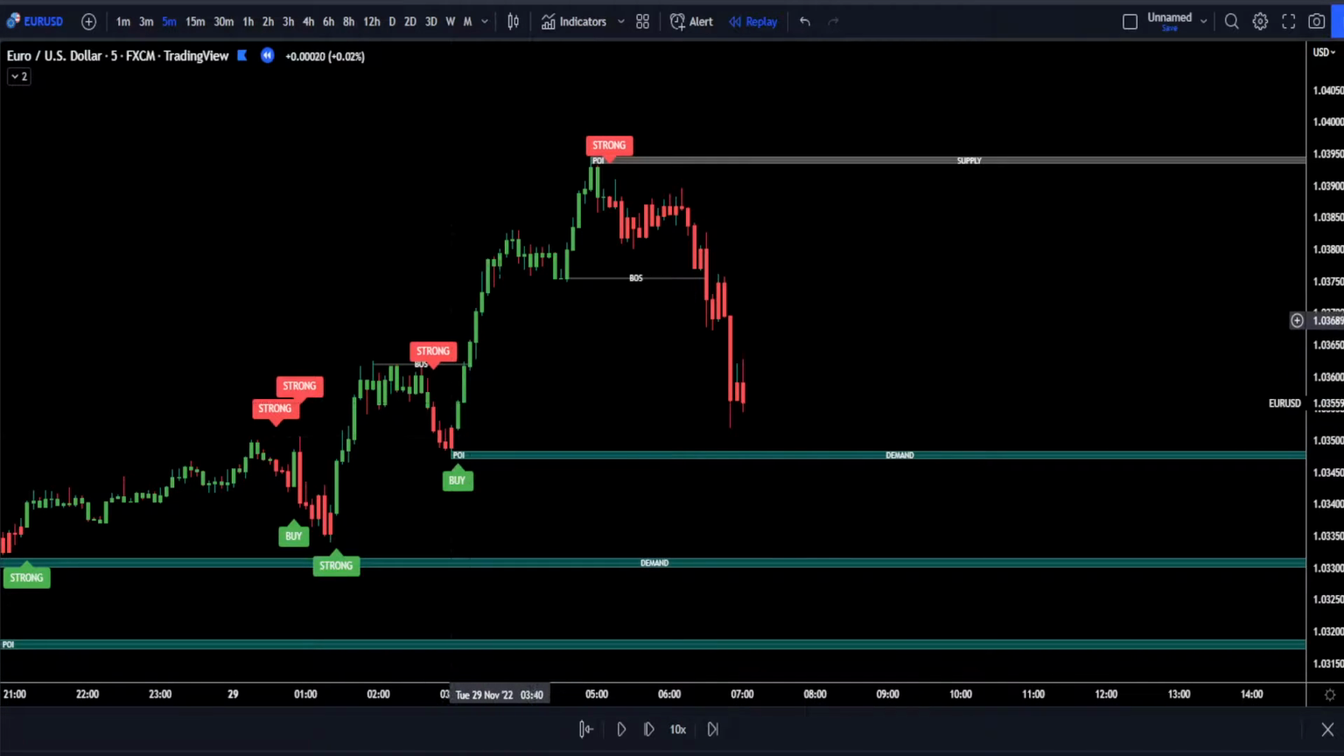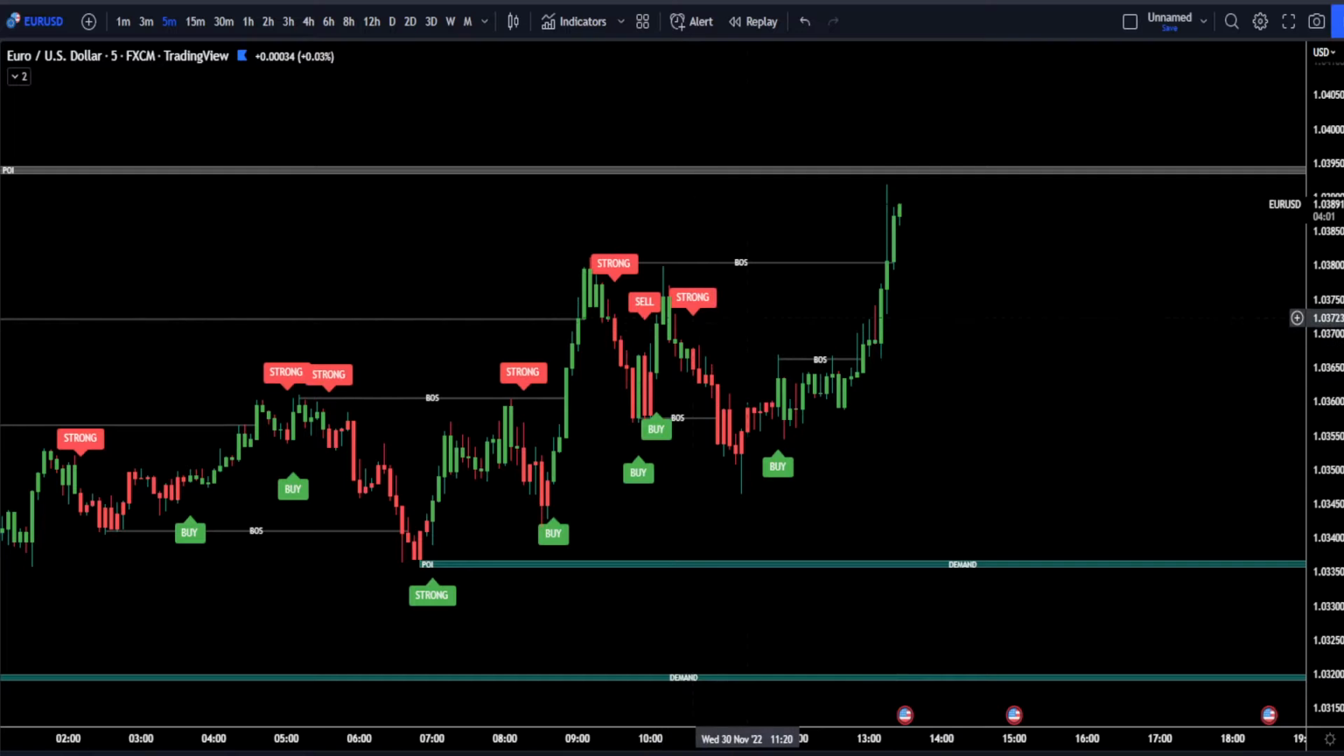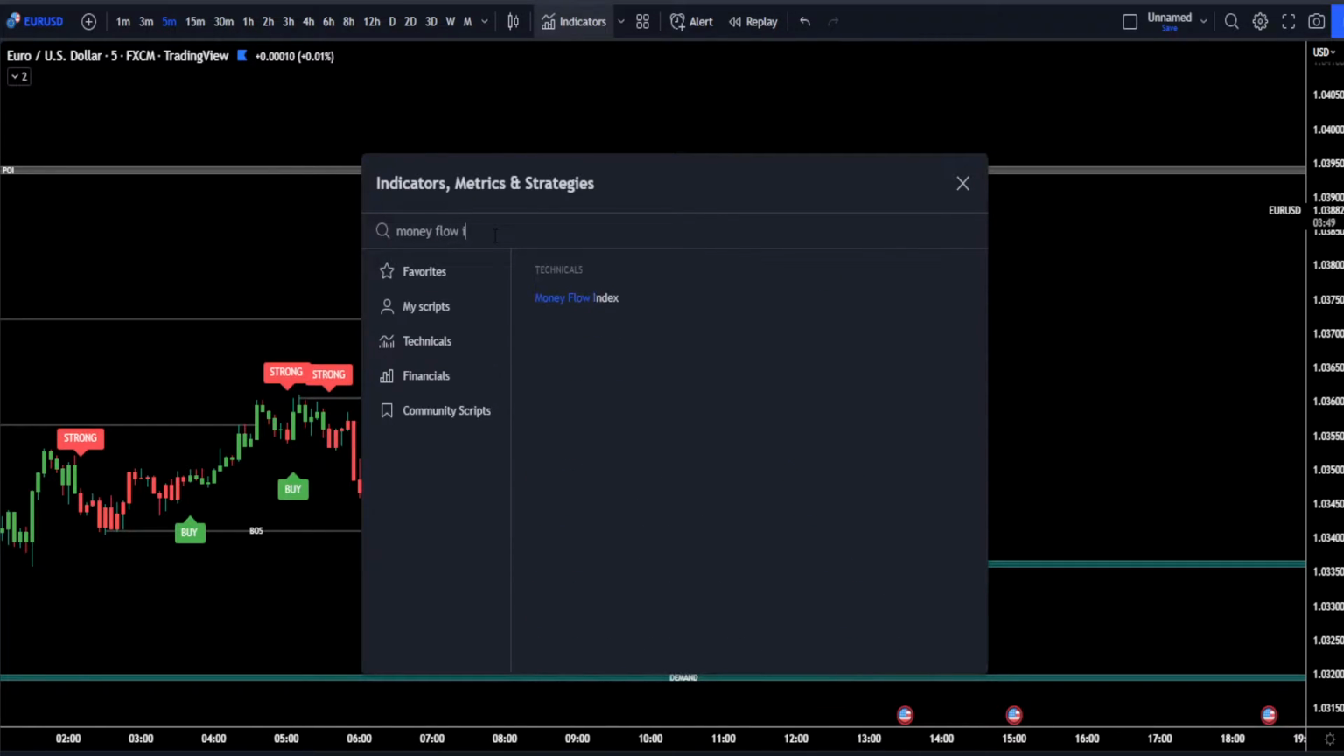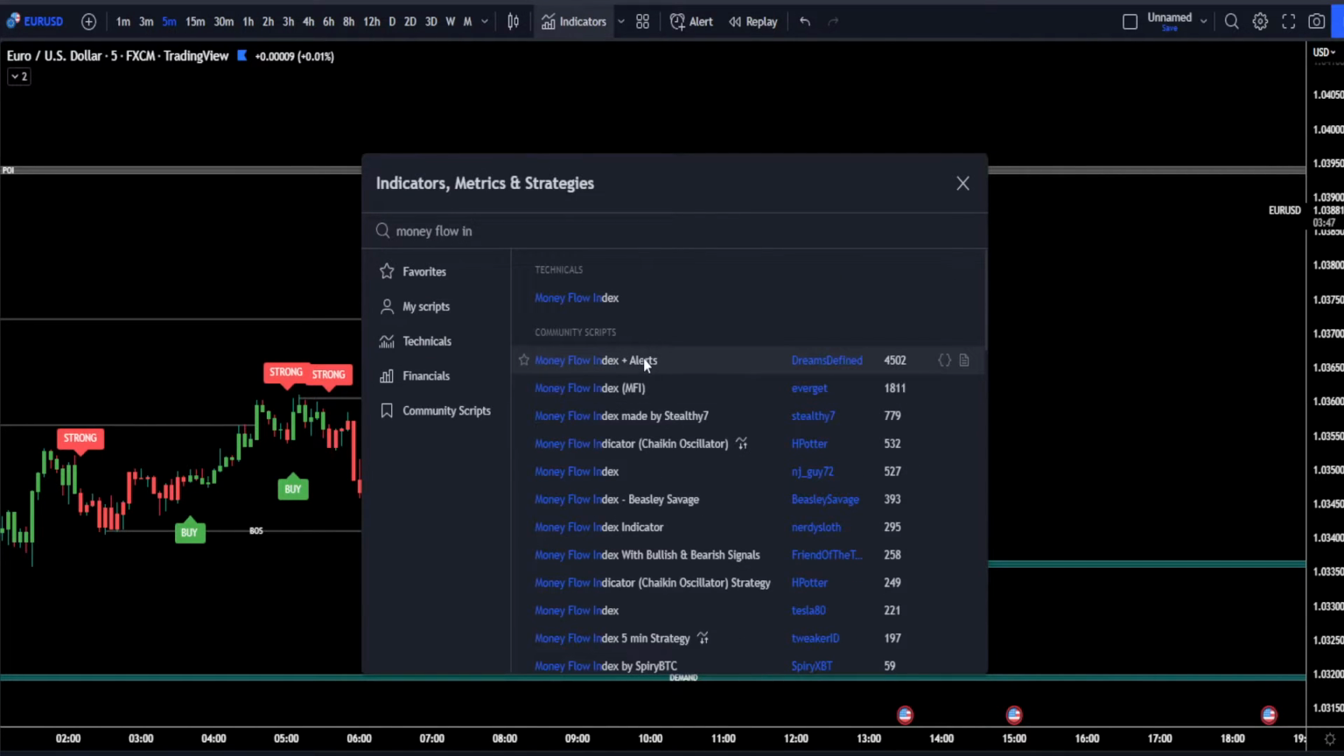Notice the price action was heading upwards, then it reached a level of resistance and started to sell off. These levels are very important because they will dramatically increase the win rate of our first confirmation indicator. And finally, to complete this setup, we need to add one more tool. This indicator is called Money Flow Index, which is this one with alerts.